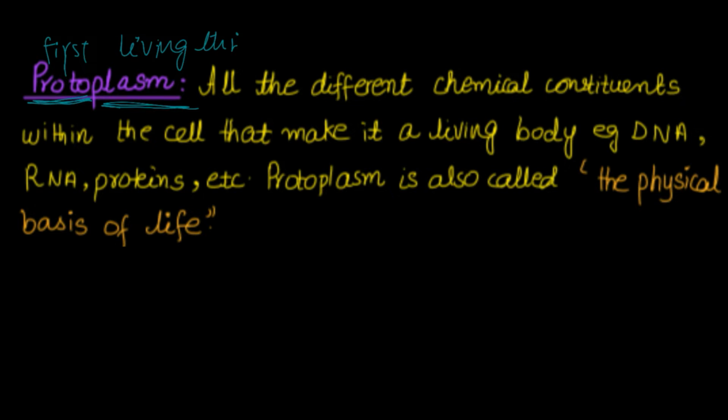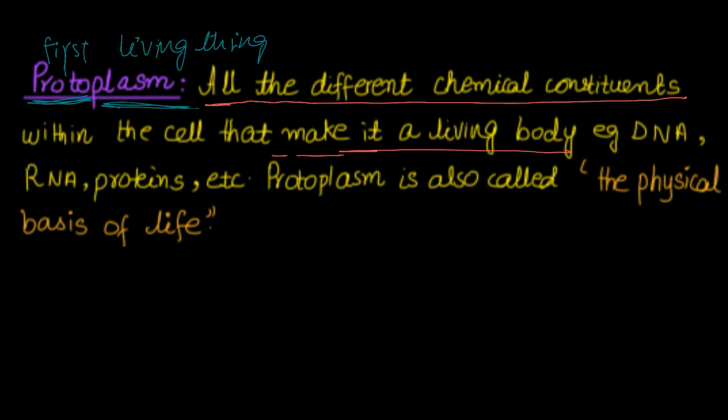So let's go over the original actual definition of this. Now, protoplasm refers to all the different chemical constituents within the cell that make it a living body. Now anything that's within a cell and that's making the cell a living body, or that's giving that living characteristics, we call that protoplasm.